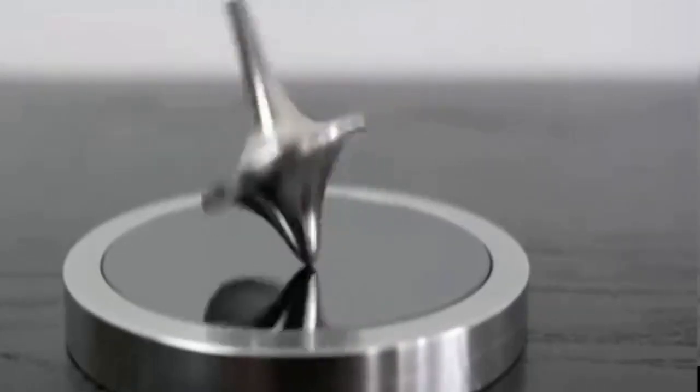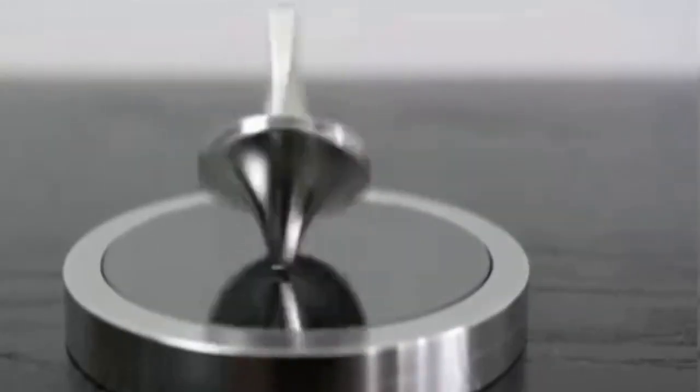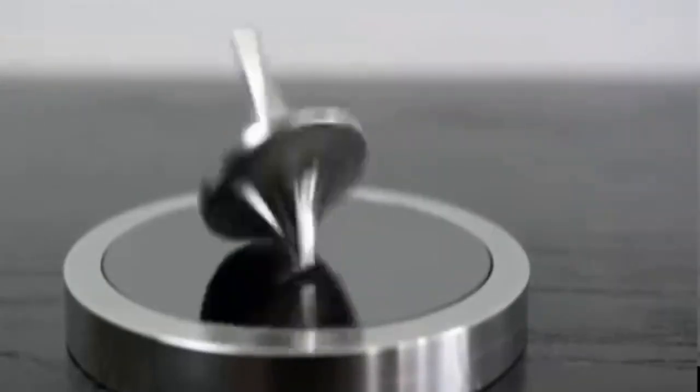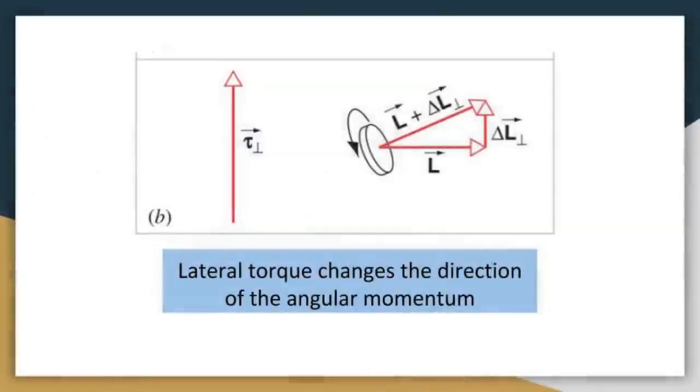A spinning top provides us with what is perhaps the most familiar example of the phenomenon shown in the given figure. That is, the lateral torque changes only the direction of the angular momentum and leaves the magnitude unchanged.